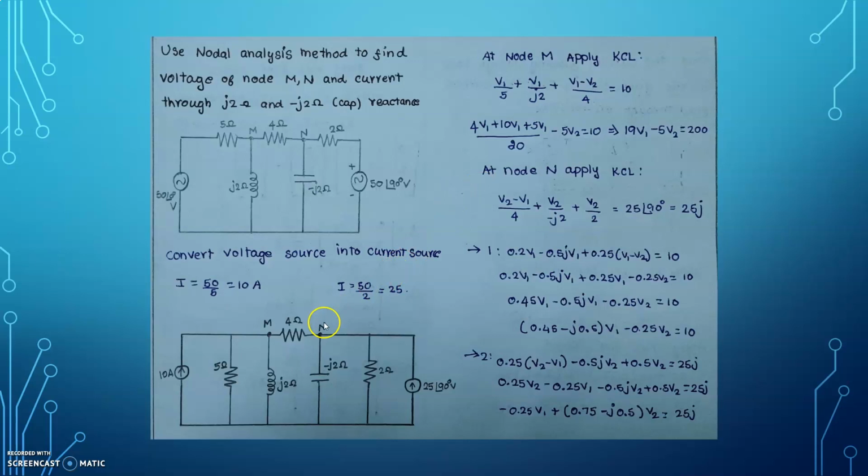At node N, applying the KCL, write the equation. So (V2 minus V1) by 4, V2 by minus j2, V2 by 2 is equal to 25 angle of 90. So angle of 90 is nothing but j. So combine V1 and V2 terms and name it as equation number 2.